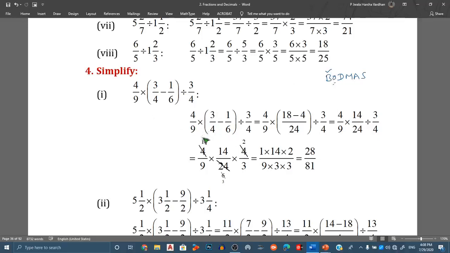So 4 by 9 into 3 by 4 minus 1 by 6 divided by 3 by 4. 4 by 9 I am keeping as it is first. Whatever is in the bracket I am solving here, which is the subtraction of two fractions. Subtraction or addition of fractions can be done if only two fractions are given. We can use the cross multiplication method.